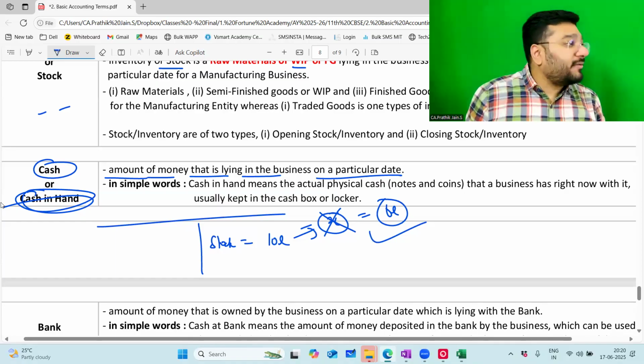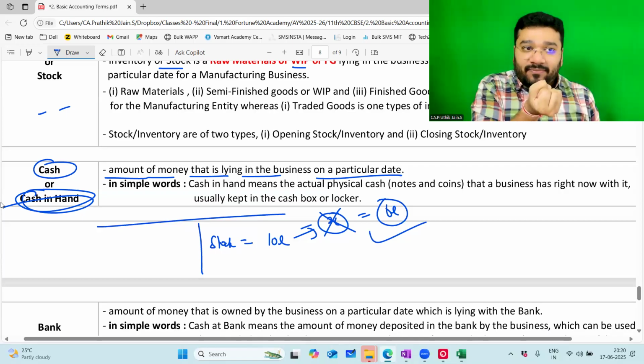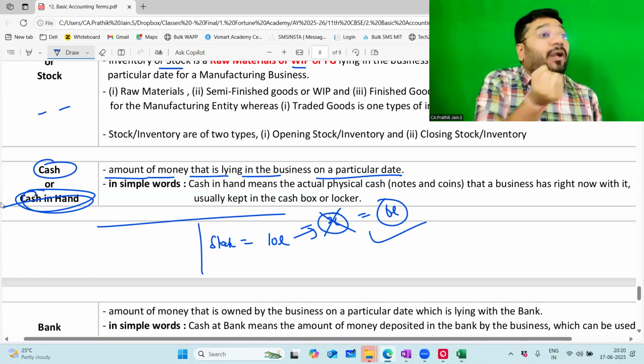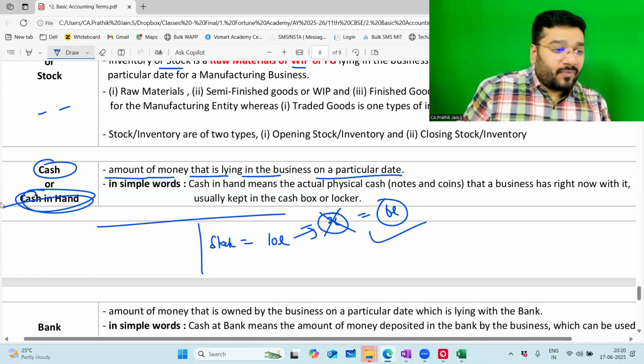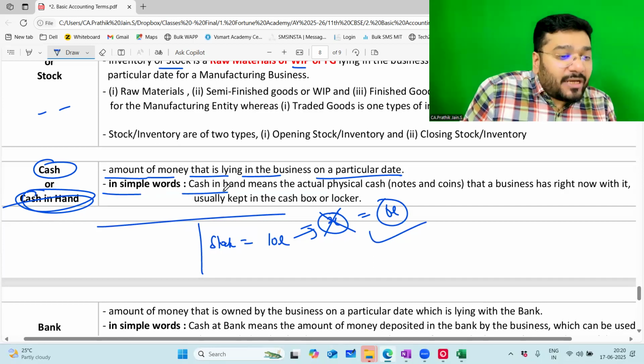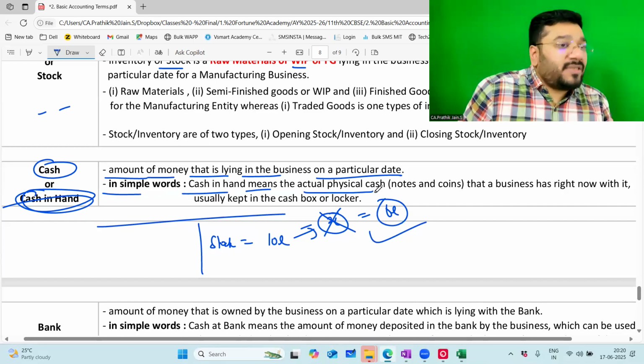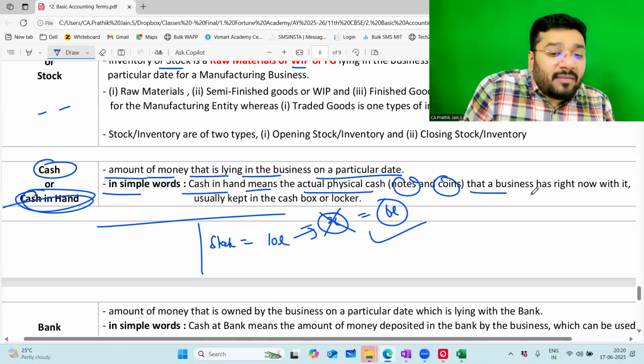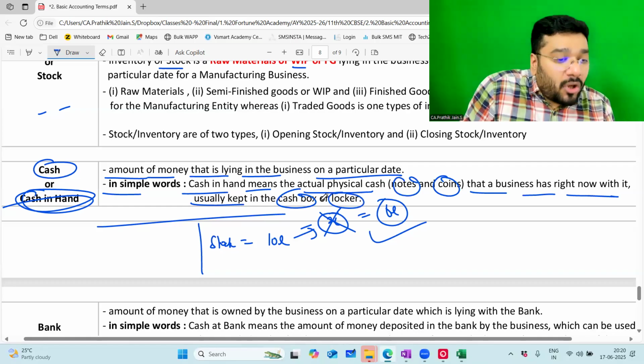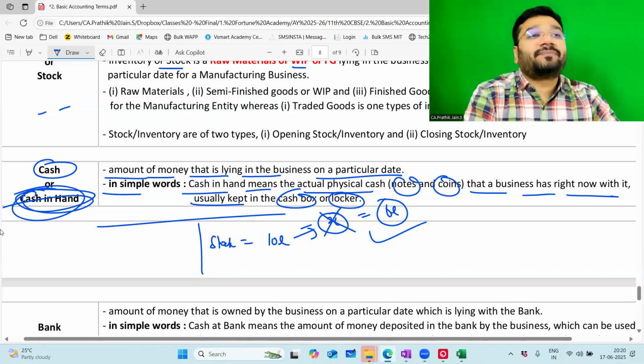So what is cash in hand? The physical cash that I possess on a particular date when I'm counting, that is called cash in hand. In simple words, cash in hand means the actual physical cash, comprising notes and coins, that a business has right now with it, usually kept in the cash box or locker.